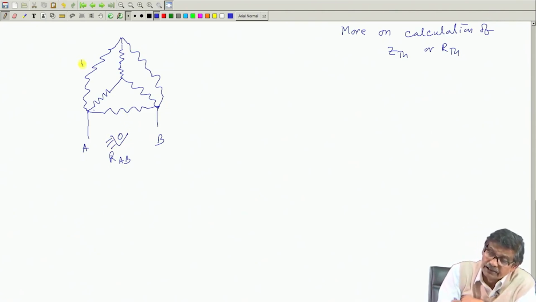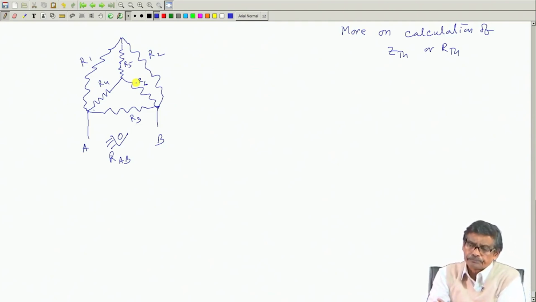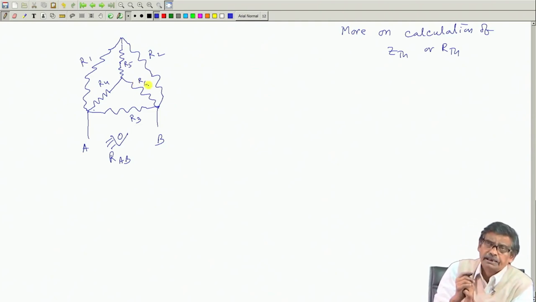Suppose this is R 1, this is R 2, this is R 3, and this is R 4, this is R 5, this is R 6. I cannot apply the series-parallel rule here, because I cannot say R 3 is in parallel with this combination, nor whether R 4 and R 6 are in series. No. So it is somewhat difficult in this situation, particularly in this form if the impedances appear.